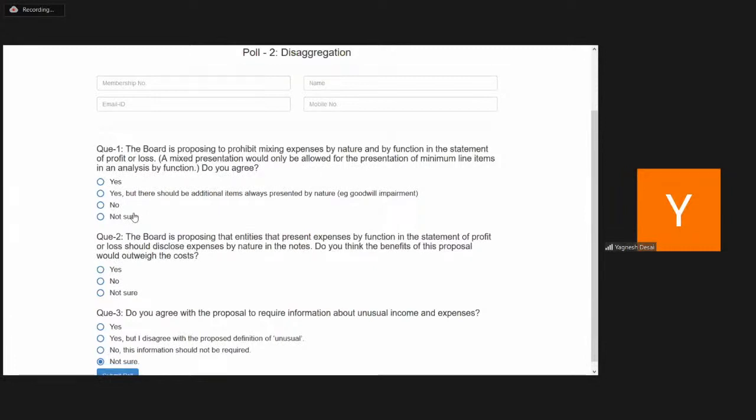And the third is, do you agree with the proposal to require the information about the unusual income and expenses? Now, this is a very, very vital and important question, and you need to really debate on that. I implore participants to please take part in the poll and express your opinion, because we want to hear more and more opinions from them. And this will give the basis to the IASB whether they should go ahead with this or not, and of course, it's your right to be heard.